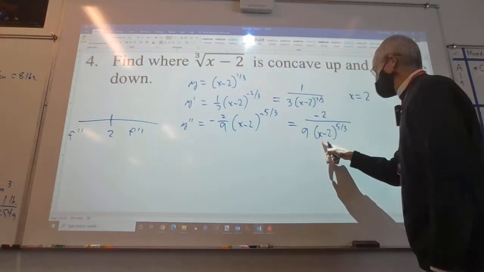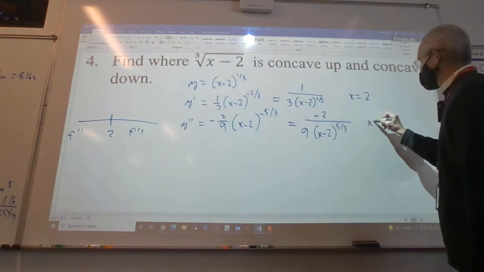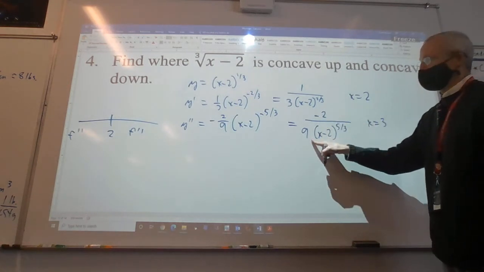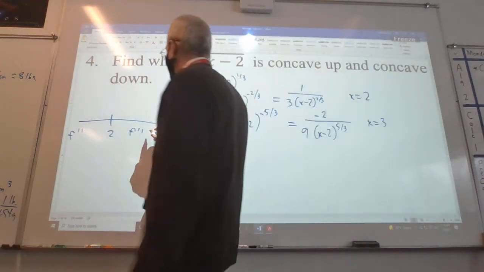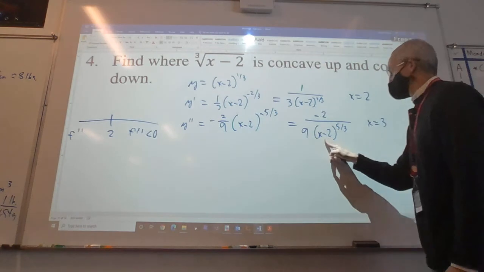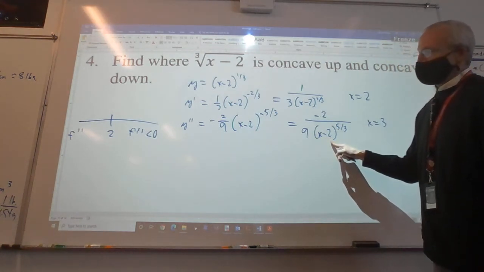Let's say 5. No, let's say 3, because that's really good. So at x equals 3, we have 1. 1 to anything is 1, so it's negative 2/9. So at x equals 3, the second derivative is less than 0, because it's negative 2/9. How about the other side?